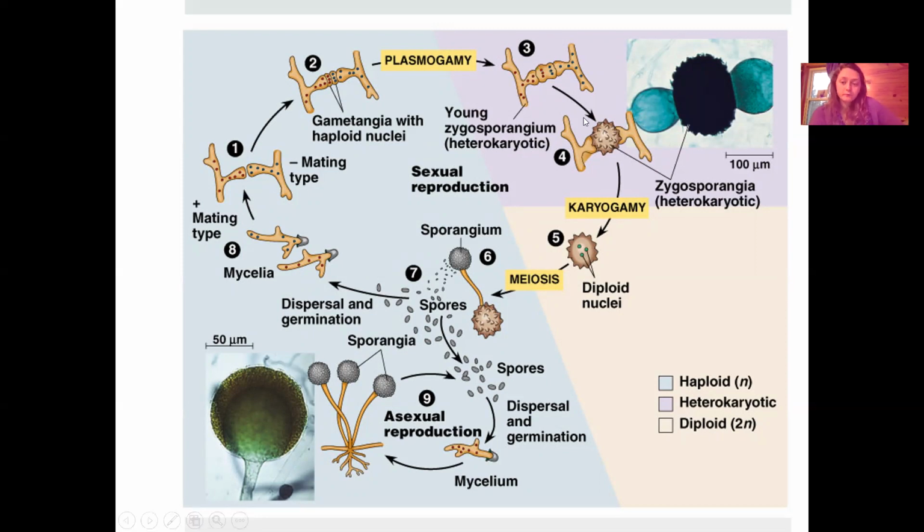That'll mature and form the zygosporangia, which is heterokaryotic or dikaryotic, so it's N plus N. Then via karyogamy, the N plus N will come together to form a 2N zygote, and then the diploid nuclei will go through meiosis to create spores that'll spread off of the sporangium. And remember, in zygomycetes, there are zygospores that are contained within the zygosporangium. All right, that'll be all for that one.